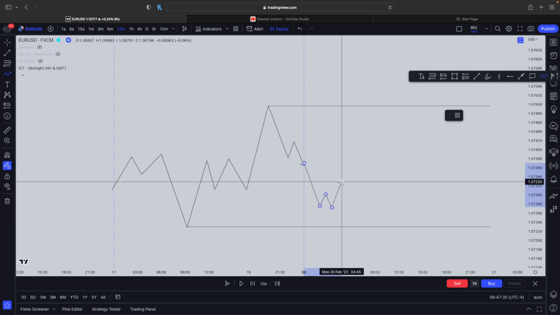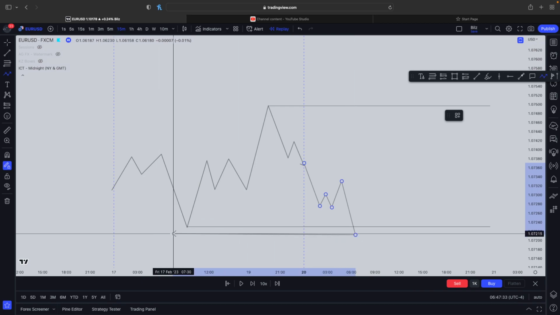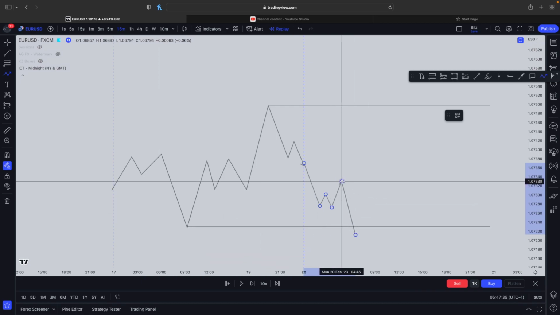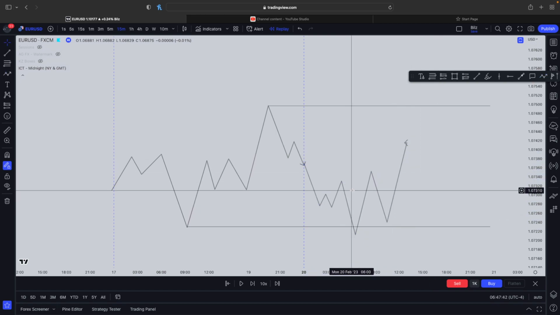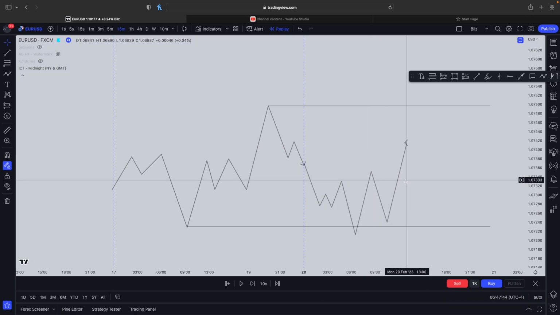We get maybe this break of the low right here, liquidity taken, and then we get a market structure break of the recent low high. Once we get it, we trace into the FVG and then we enter. Displacement right here would be nice, but it's the exact same.